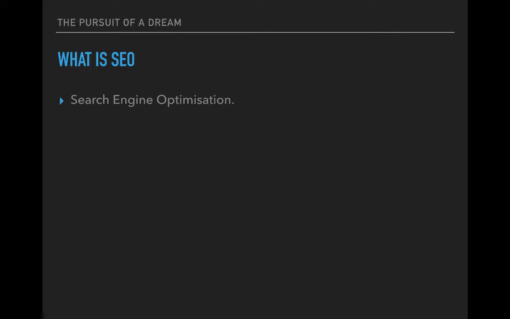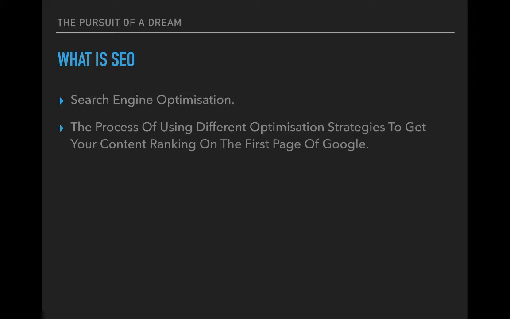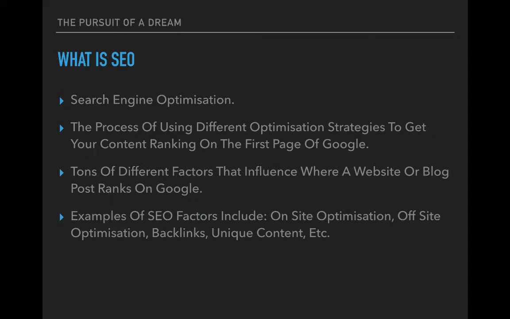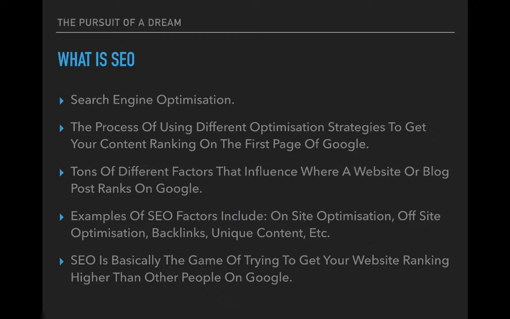Okay, so what is SEO? SEO is search engine optimization. It's the process of using different optimization strategies to get your content ranking on the first page of Google. There's tons of different factors that influence where a website or blog post ranks on Google. Examples of SEO factors include things like on-site optimization, off-site optimization, backlinks, unique content, etc. There are tons of these factors. SEO is basically the game of trying to get your website ranking higher than other people on Google.